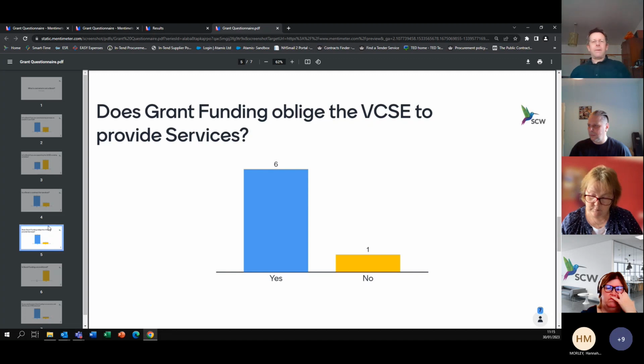Does the grant funding oblige the VCSE to provide specific services? The answer to this is no. Within the form of the contract, you can ask the VCSE to continue performing areas, but you can't define and expect them to meet certain performance KPIs or service requirements. The next one.